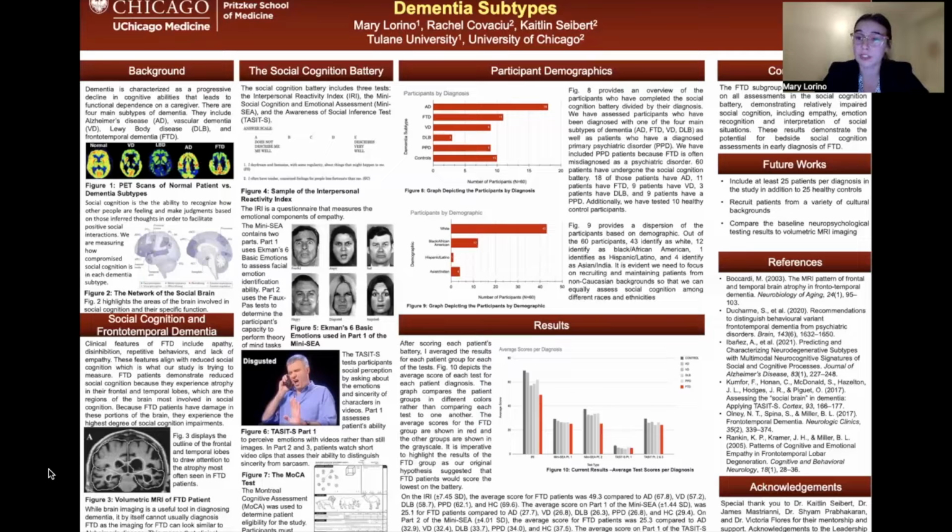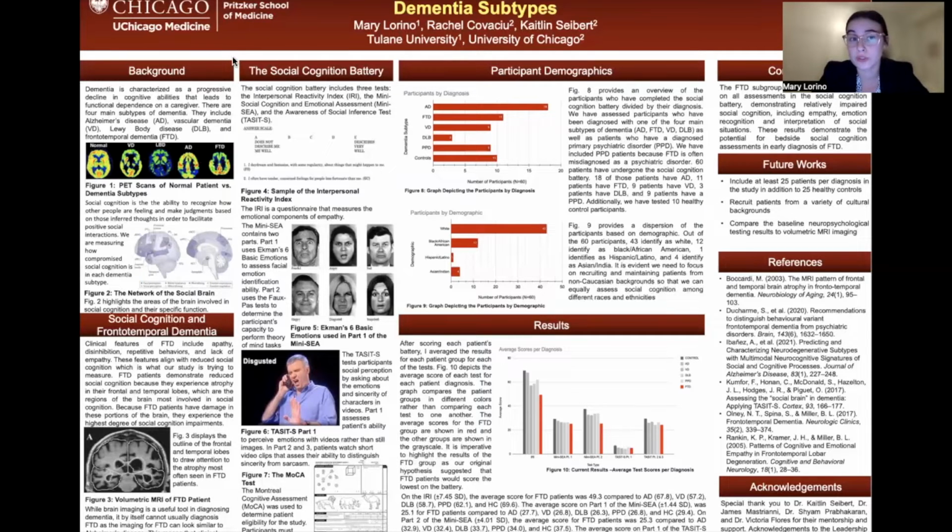While brain imaging is a useful tool in diagnosing dementia, it by itself cannot usually distinguish FTD from other dementia subtypes, because the imaging for FTD can look extremely similar to Alzheimer's disease. This means that clinical features are vital for diagnosing FTD, and our social cognition battery has the potential to serve as another diagnostic tool.